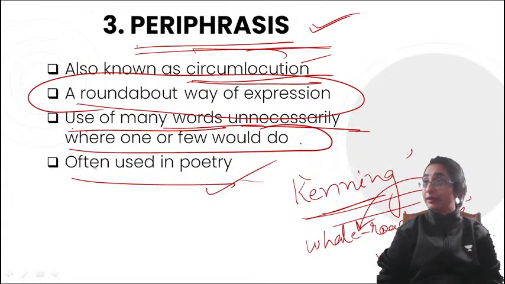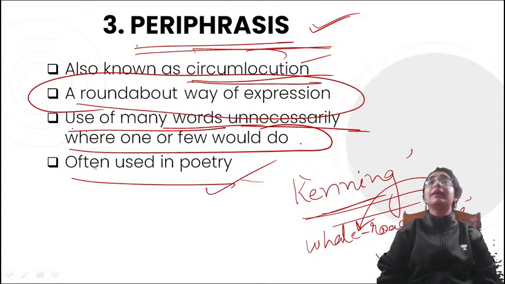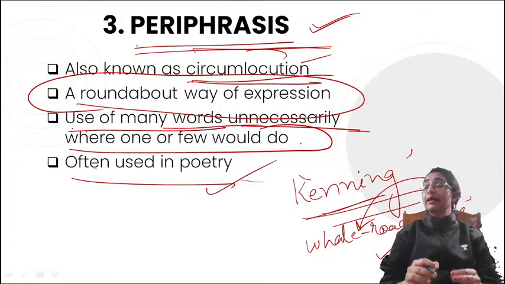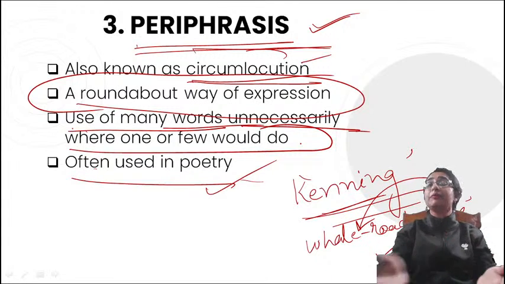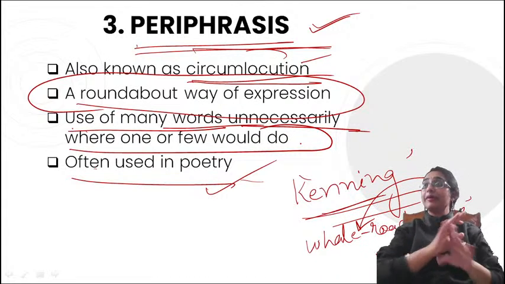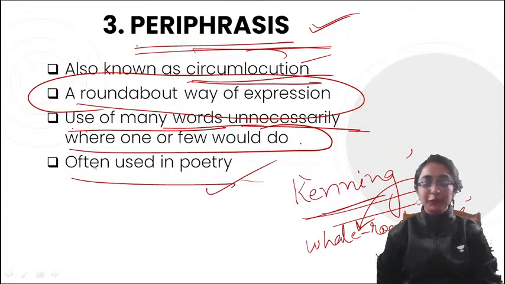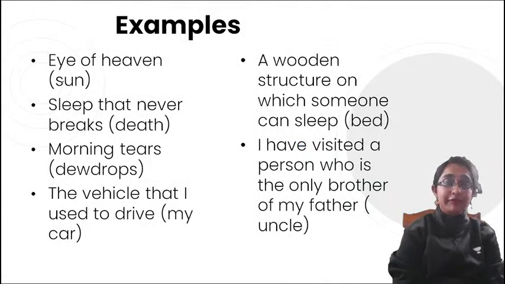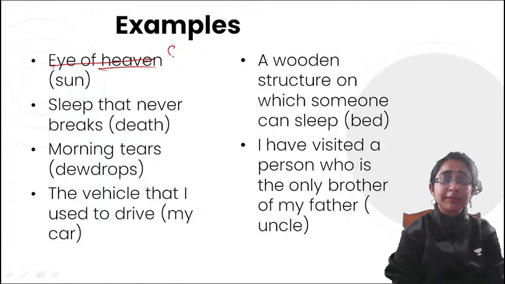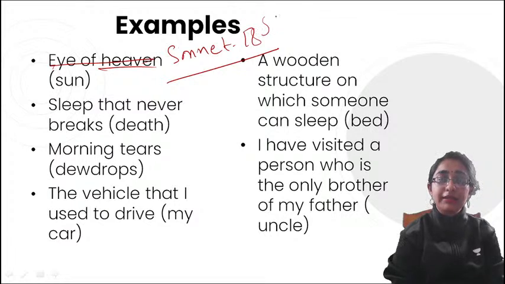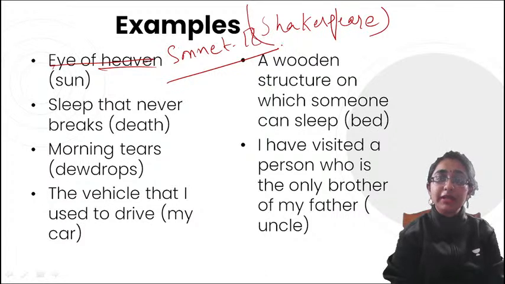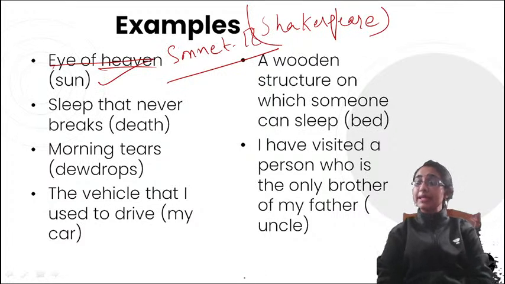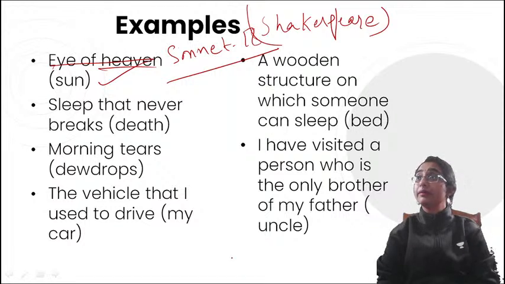Often used in poetry. In poetry, we never find any single expression. A single topic is described with a number of metaphors and similes and very long sentences, right? We mainly find it in poetry. You can take some examples. The Eye of Heaven. This is from Shakespeare's sonnet number 18. Very famous example. Eye of Heaven actually refers to the sun. So I am not saying sun, I am saying eye of heaven.